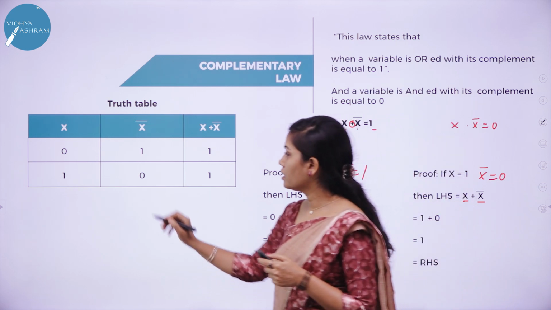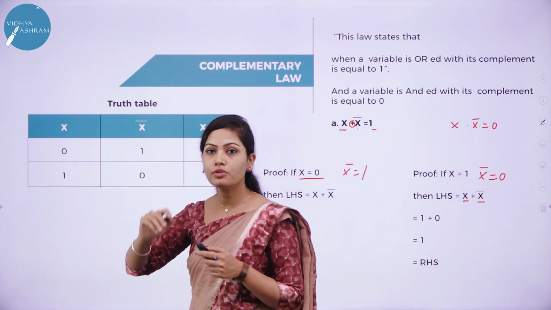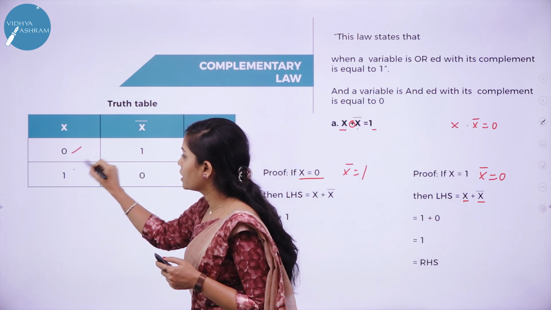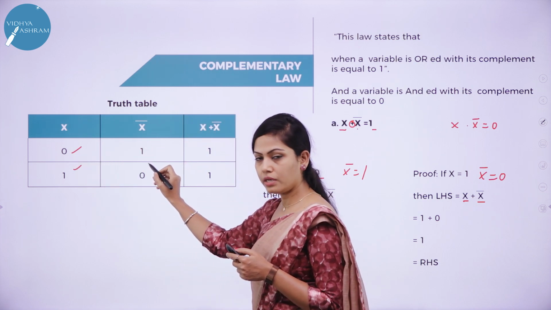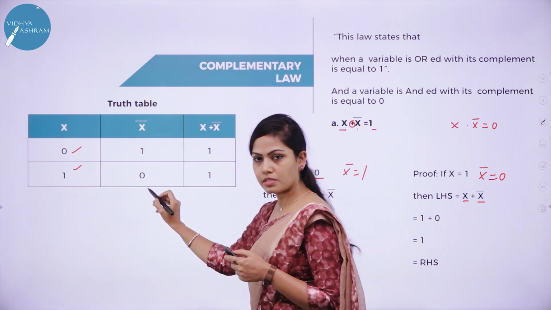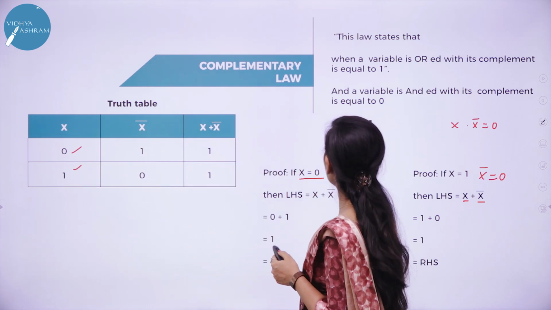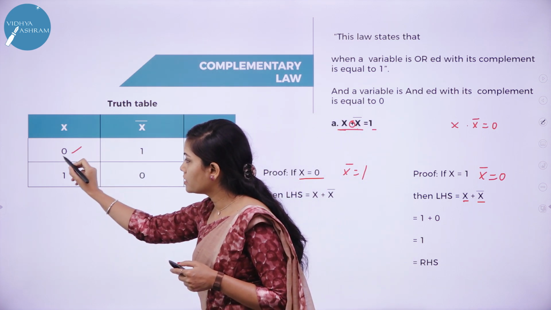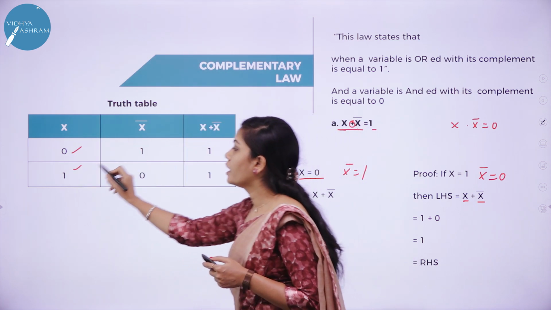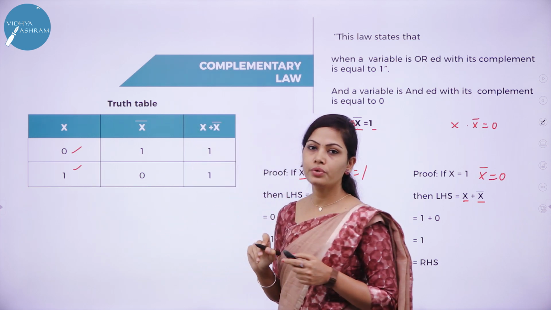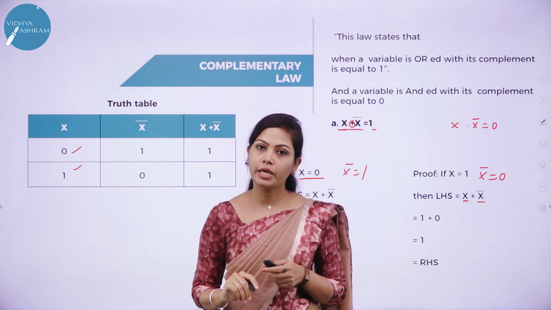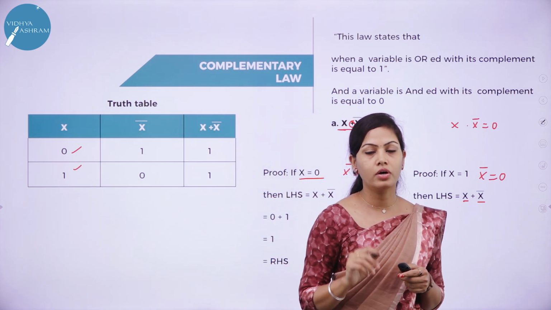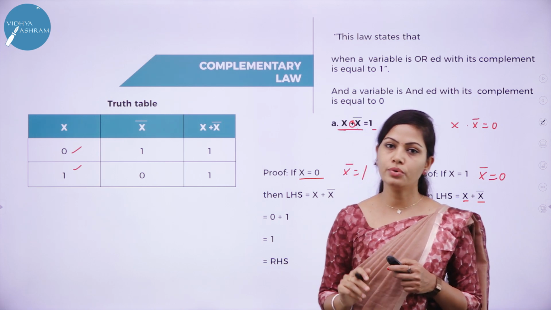equal to 1. So, x can have the values either 0 or 1. 0 complement is 1 and 1 complement is 0. Here you have to find x plus x bar. Add this value, 0 plus 1 is equal to 1 and 1 plus 0 is equal to 1. This is your truth table for complementary law called x plus x bar is equal to 1.